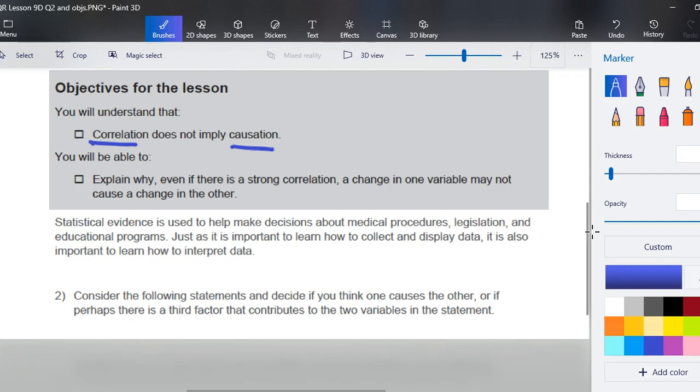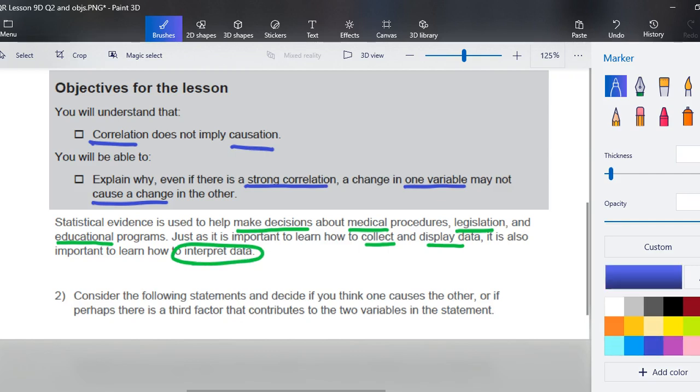We are going to be able to explain why, even if there is a strong correlation, a change in one variable really may not cause a change in the other. Statistical evidence is used to help make decisions about many things, some including medical procedures, legislation, educational programs. Just as it is important to learn how to collect and display data, it is also very important to learn how to interpret data.